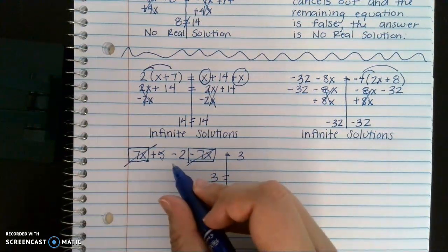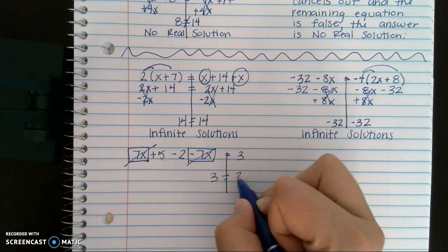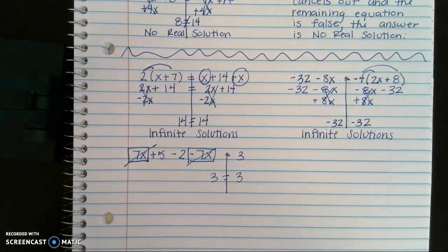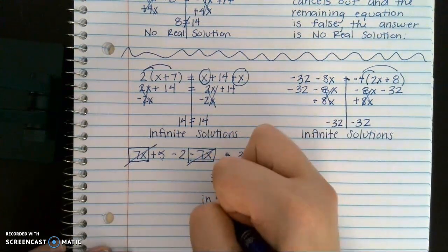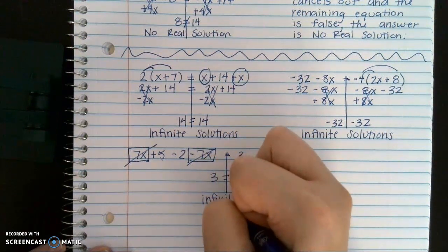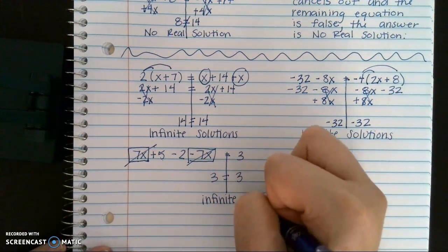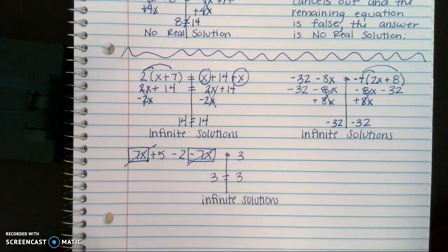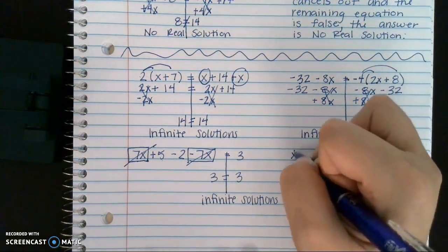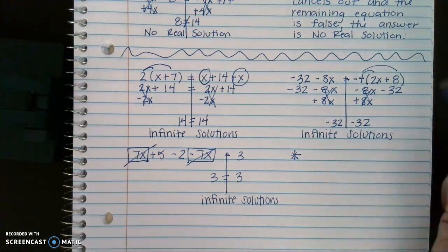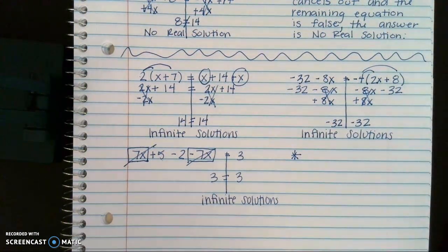There's nothing else over here, so I can combine all my like terms. I didn't do anything over here. Well, my variable canceled out again, and I'm left with a true statement. So that one's got to be infinite solutions. Okay. Very similar to our no solutions. It makes sense. It's a true statement. 3 is equal to 3.